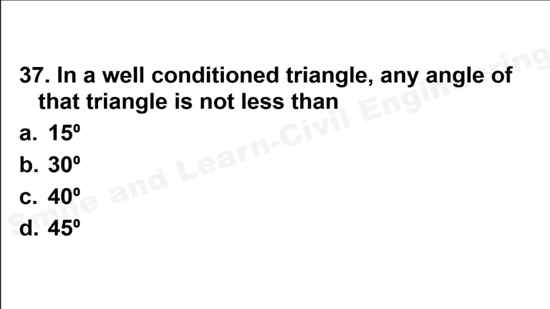Next question, in a well-conditioned triangle, any angle of that triangle is not less than, so no angle is less than 30 degree or greater than 120 degree. That is the triangle which we call a well-conditioned triangle.